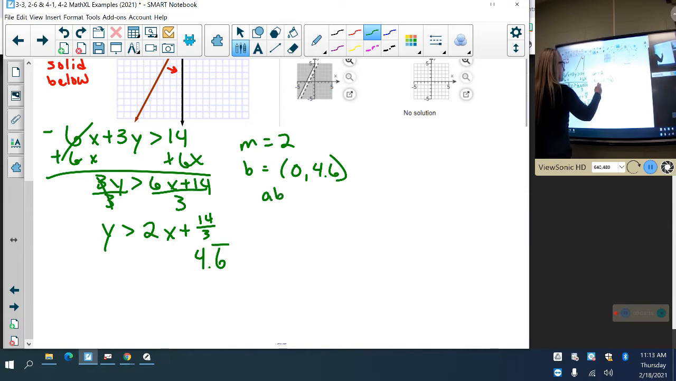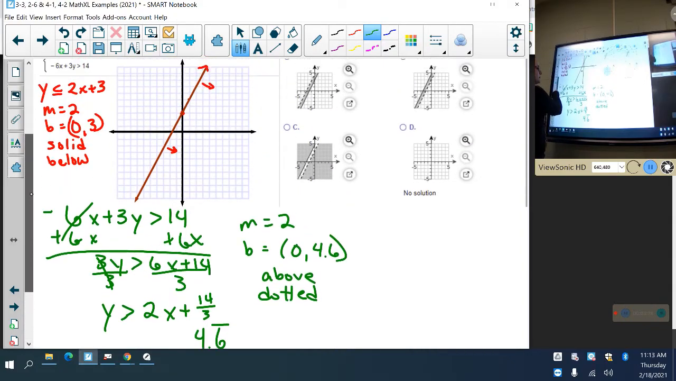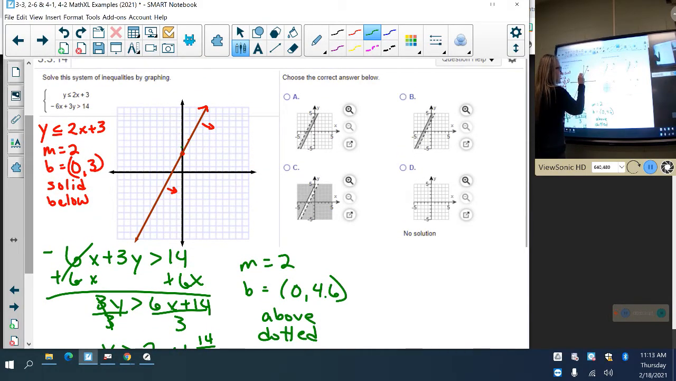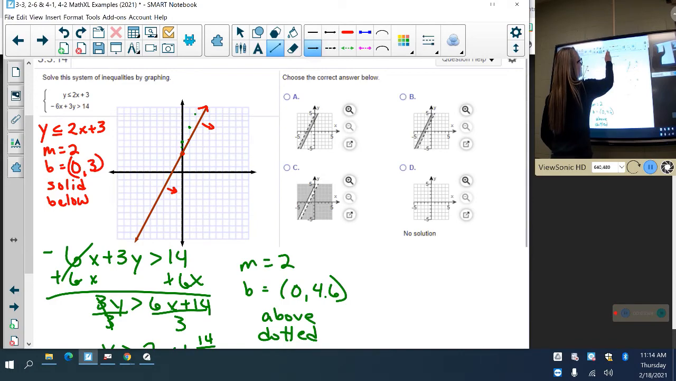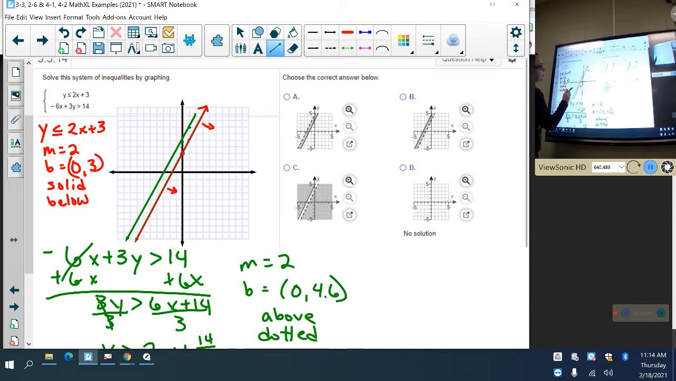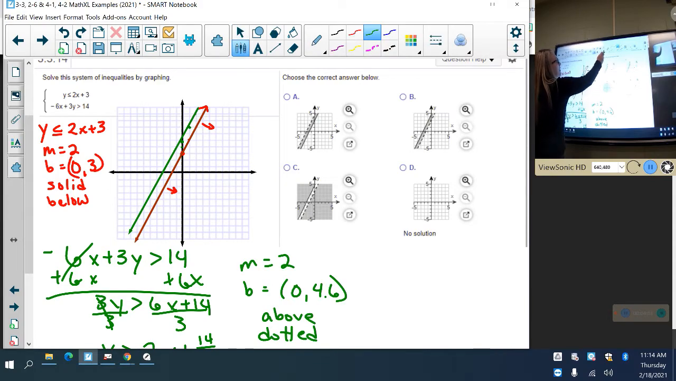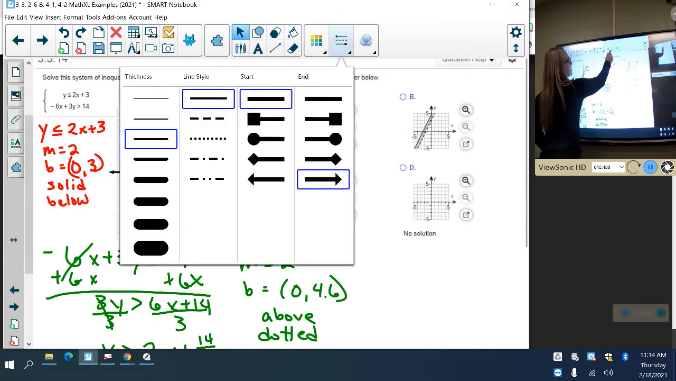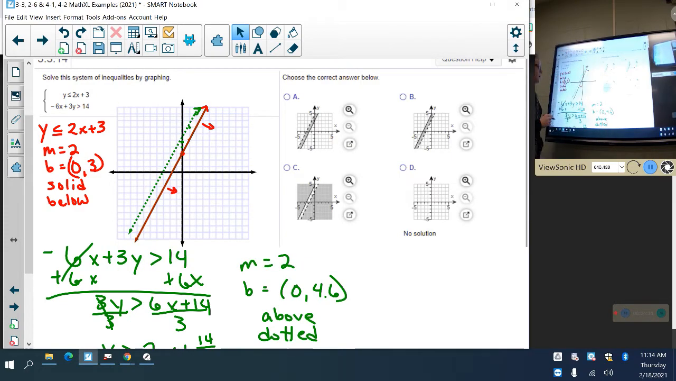I'm going to shade above because of the greater than, and I'm going to have a dotted line because there's no equal to. So let's look at that. I'm going to start at 0 and 4.6. So 1, 2, 3, 4. 0.6 is going to be about up here, not quite at 5. And then I'm going to go up 2 over 1. Up 2 over 1 again. And now I'm going to connect the dots. Let's make this one green. And it has to be dotted. I'll fix that in a minute. Okay, so let's make that line dotted. There we go. So that's a dotted line, and it's got to be shaded above.